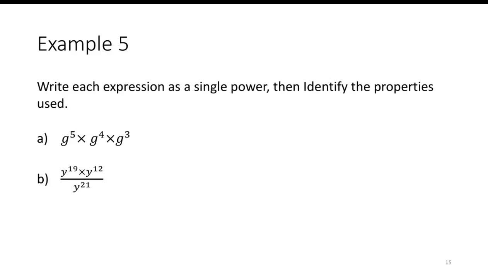So, for example, let's write each of these as a single power, then identify the properties used. So g to the 5th times g to the 4th times g to the 3rd, I would use the product of powers property. This can be written as g to the 5 plus 4 plus 3, so g to the 12th. For part B, there is a product of powers property on the top, so y to the 19th plus 12. But we're dividing by y to the 21st, so I would subtract that 21. And that comes out to be y to the 10th.